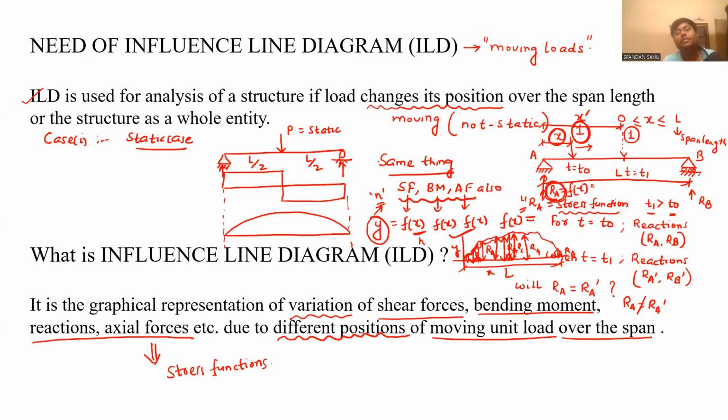So, to summarize, if the load is static, we won't get an ILD. When the load is varying, your stress function, that is shear force, bending moment, reaction, axial force, etc., will vary. When you plot that variation with respect to the variation of the external load, which indirectly is a function of x, all those stress functions will be a function of x. That graphical plot represents the influence line diagram for that stress function.